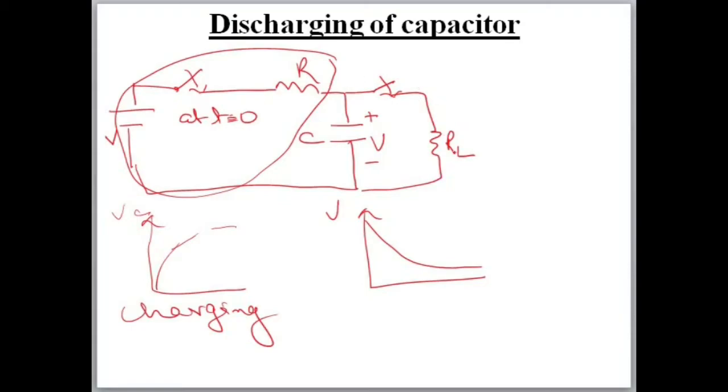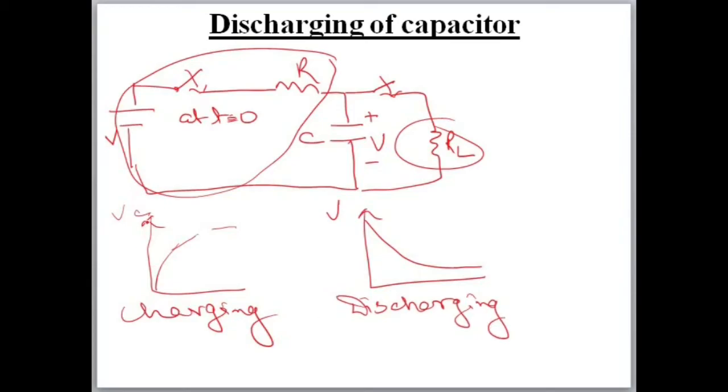Why? Because some energy will be lost in the circuit. Here it is resistance, it is a dissipating element. This will not store the voltage, this will dissipate the energy. So this voltage will keep on falling here in discharging.